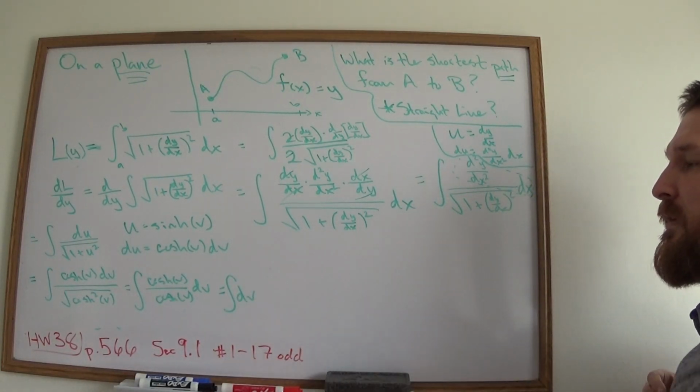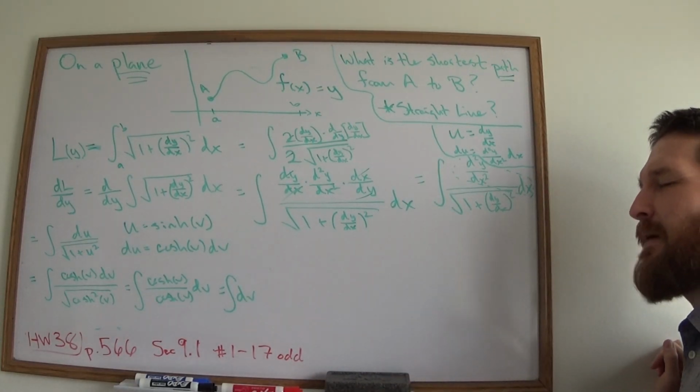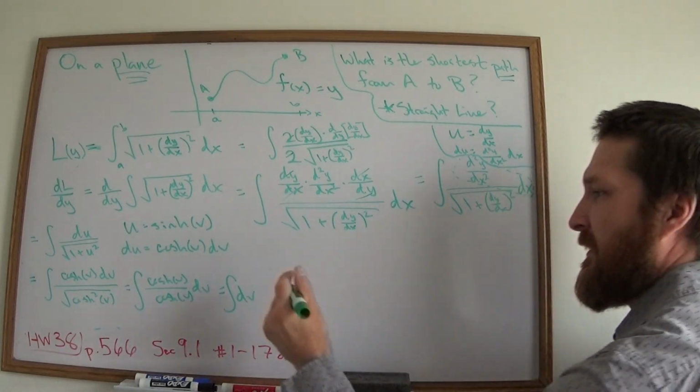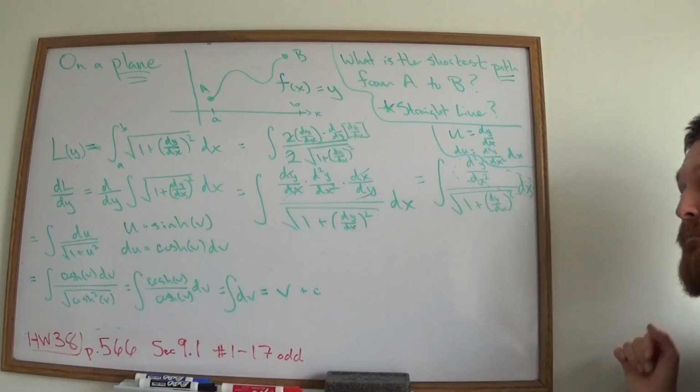Okay. So what's the antiderivative of 1 dv? Just v plus a constant.